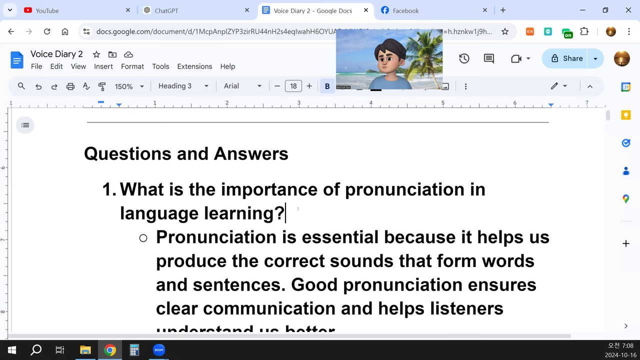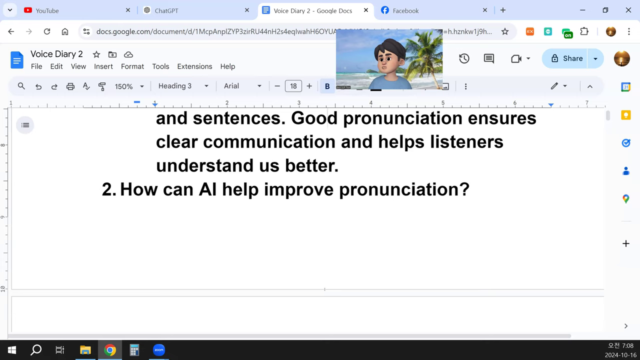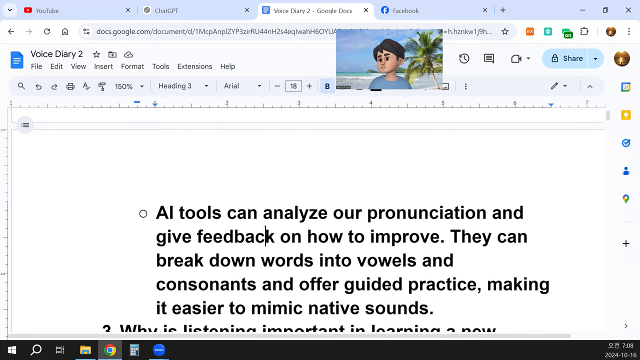Question and answer. What is the importance of pronunciation in language learning? Pronunciation is essential because it helps us produce the correct sounds that form words and sentences. Good pronunciation ensures clear communication and helps listeners understand us better. How can AI help to improve pronunciation? AI tools can analyze our pronunciation and give feedback on how to improve it. They can break down the words into vowels and consonants and offer guided practice, making it easier to mimic native sounds.